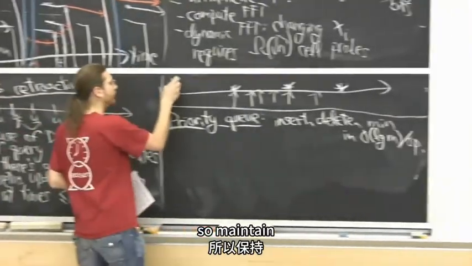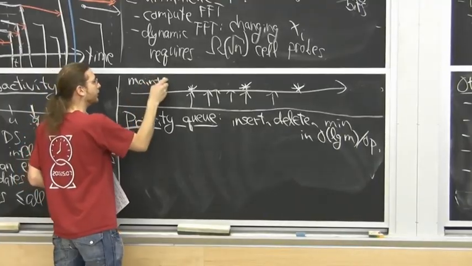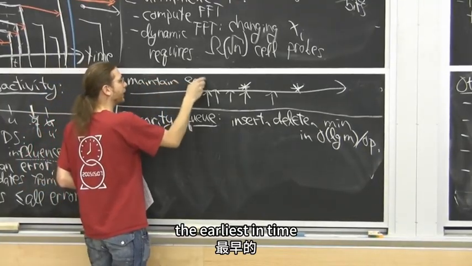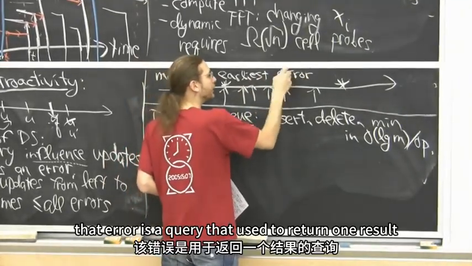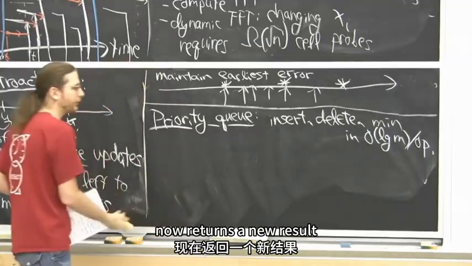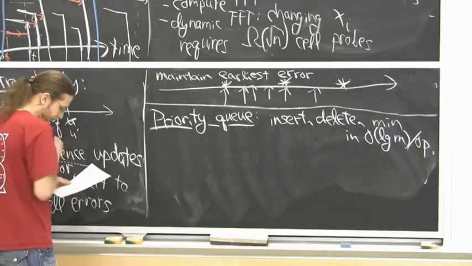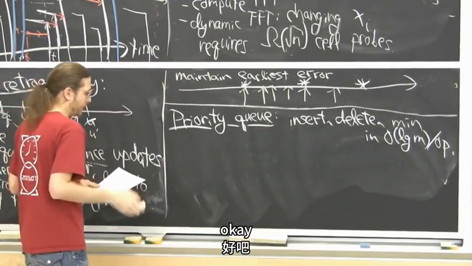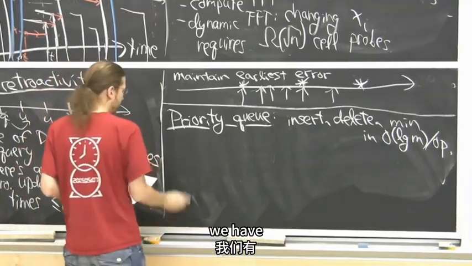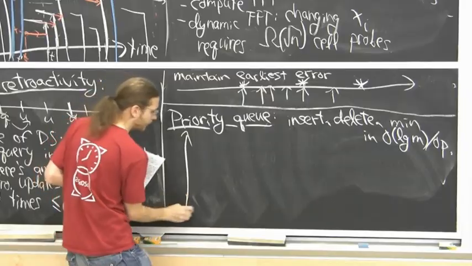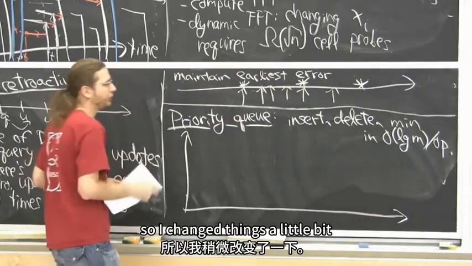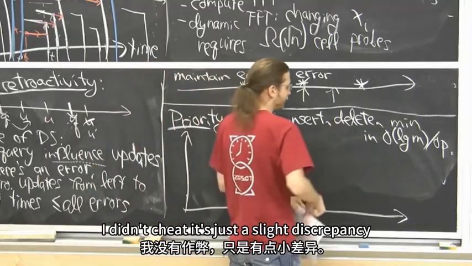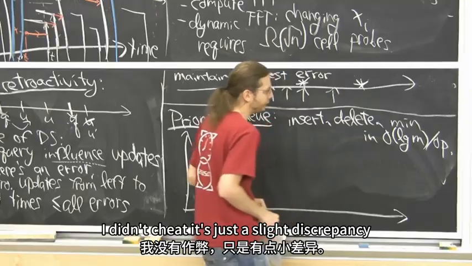So maintain the earliest in time error. That error is a query that used to return one result, now returns a new result. Okay. We have a similar picture. So I changed things a little bit. I didn't cheat. It's just a slight discrepancy.